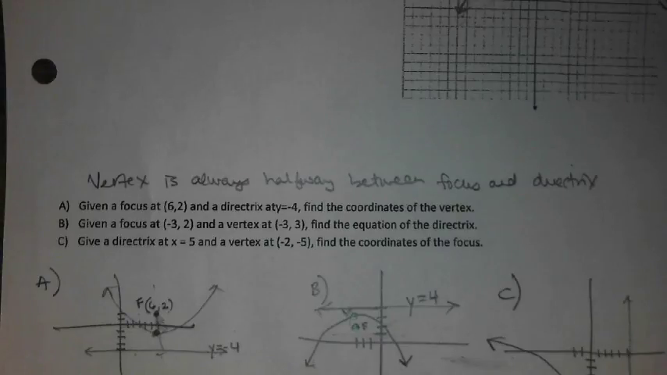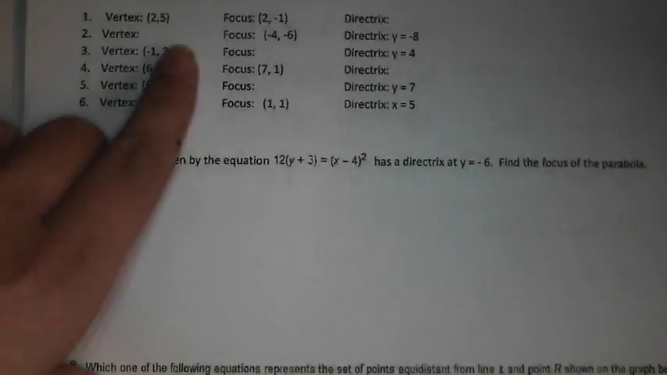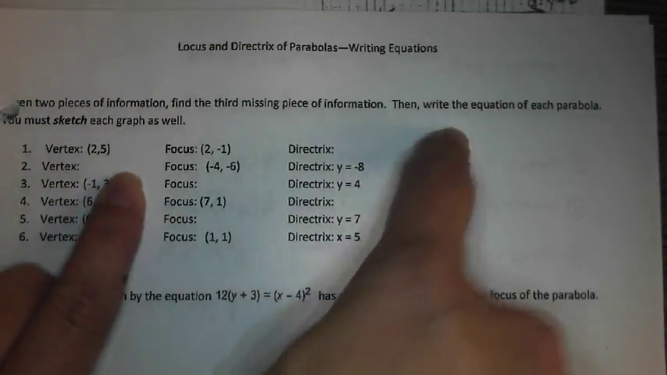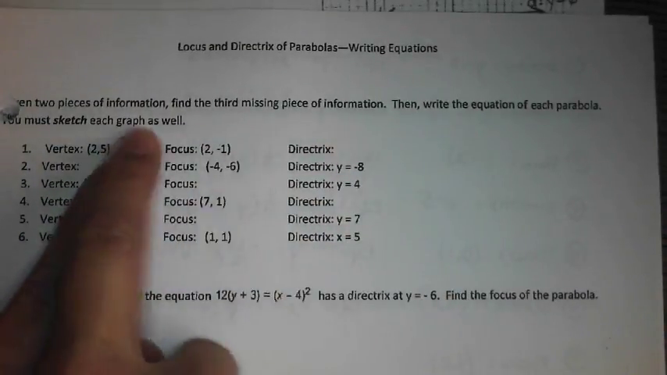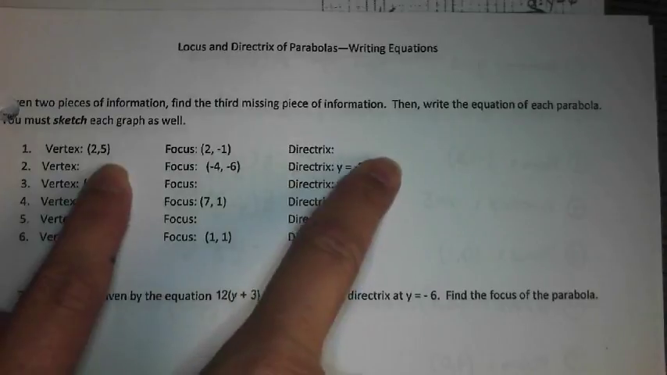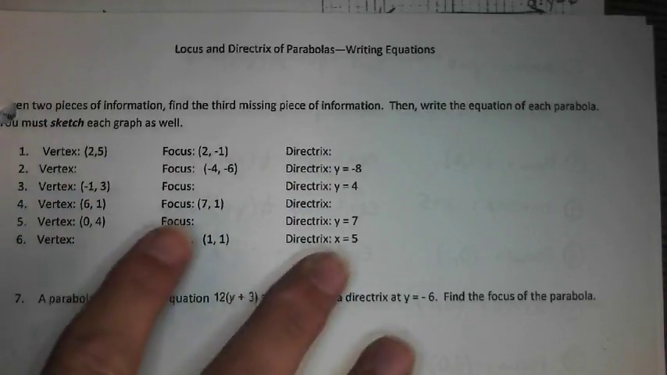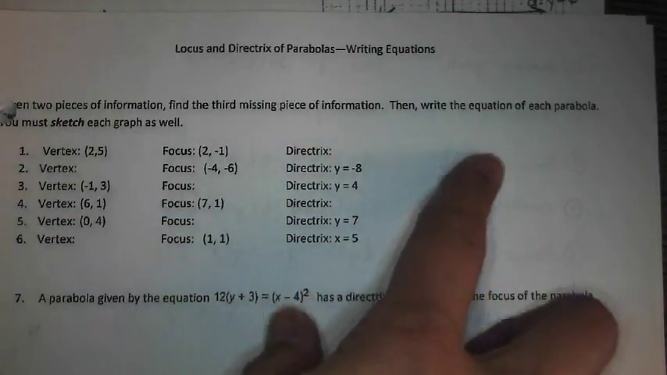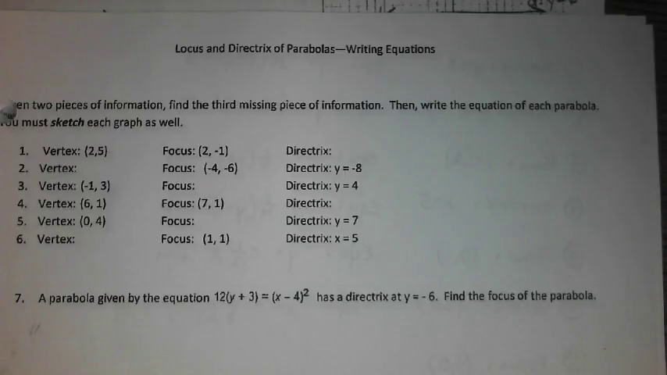And then 1 through 6, once you find the missing part, you have to write the equation. So I'm making you find the missing piece first, so do a sketch on your separate sheet of paper, find the missing piece, then write the equation like we did.